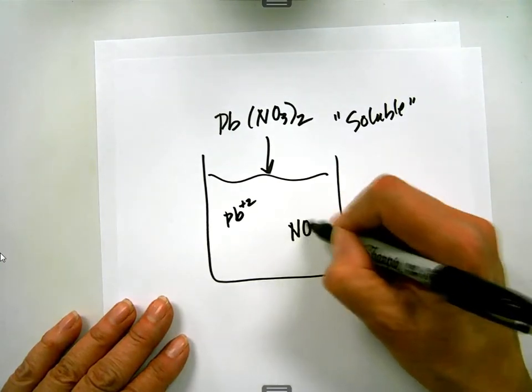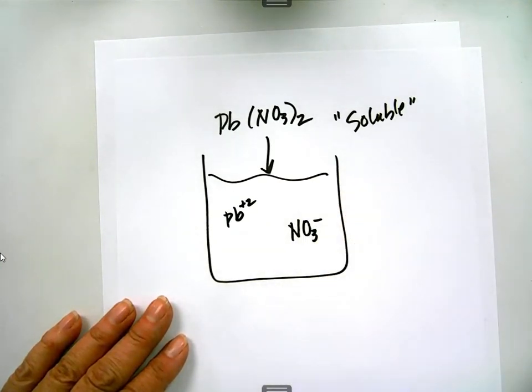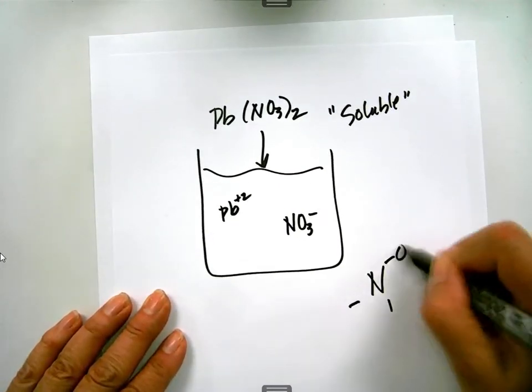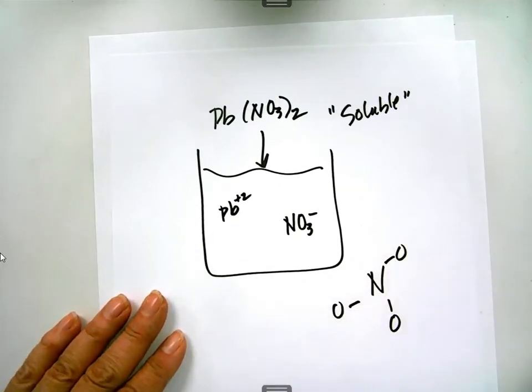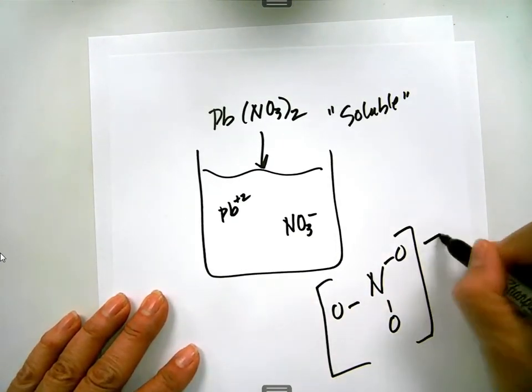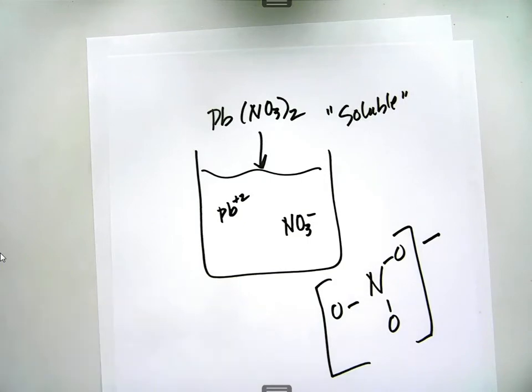What else would be floating around in there? Nitrates. And nitrates are a polyatomic ion. So we symbolize them like that, but in your mind's eye you say, oh, I know nitrate really means this, right? That it's one nitrogen and 3 oxygen that hang together as a group and carry with them a negative charge.